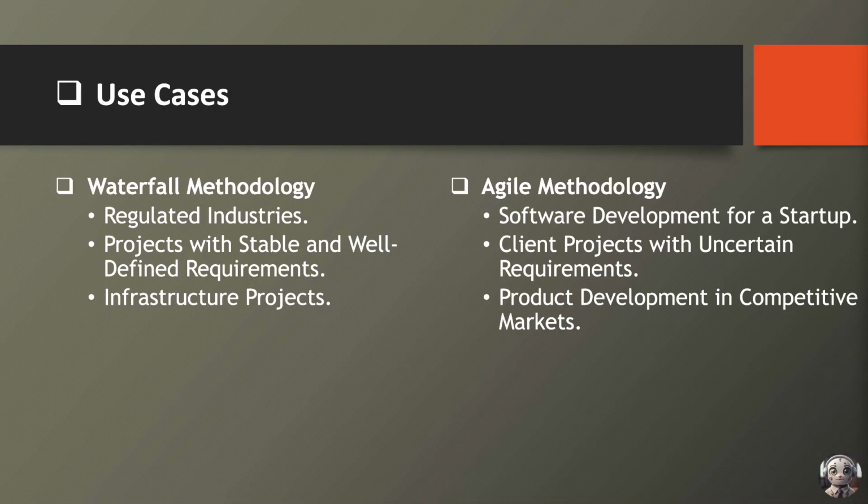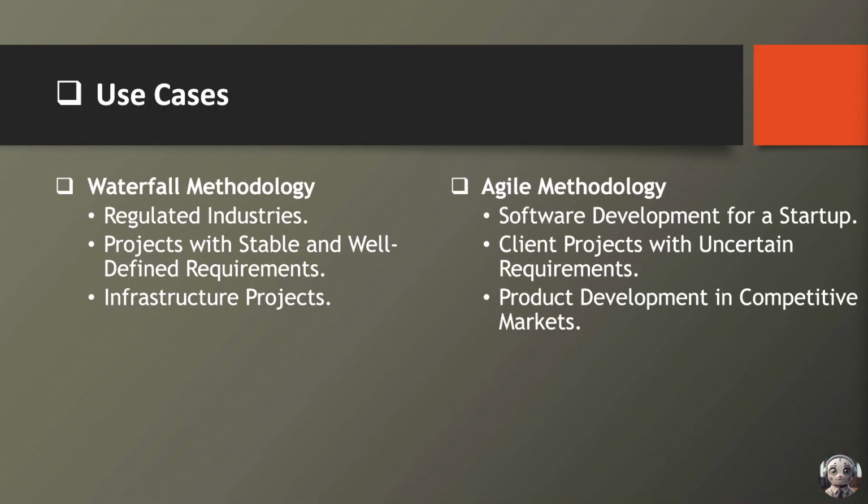For instance, a digital marketing agency working with a client to develop an e-commerce platform may use agile methodology to accommodate changes in branding, user interface design, or feature requirements based on ongoing feedback and market analysis. Furthermore, agile methodology is well suited for product development in competitive markets where speed to market and innovation are critical for success. Companies operating in industries such as technology, consumer electronics, or software as a service often leverage agile practices to maintain a competitive edge.